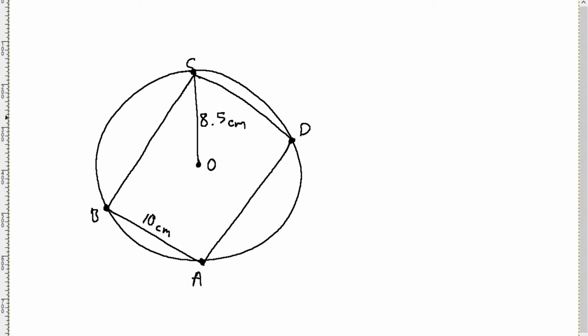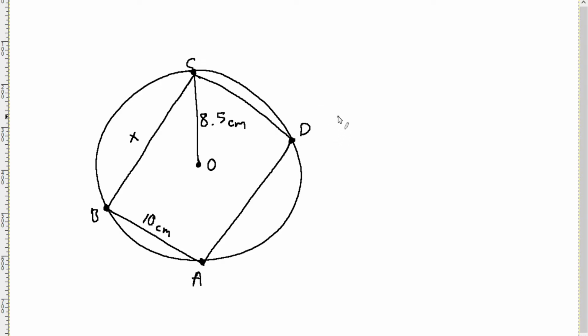Let's go to example 2. We've got this rectangle in a circle, and all of its vertices are supposed to be touching. My drawings are bad, I apologize. We have a radius of 8.5 centimeters. The width of the rectangle is 10 centimeters, and they're asking what is the length. So they're asking basically what this side is.